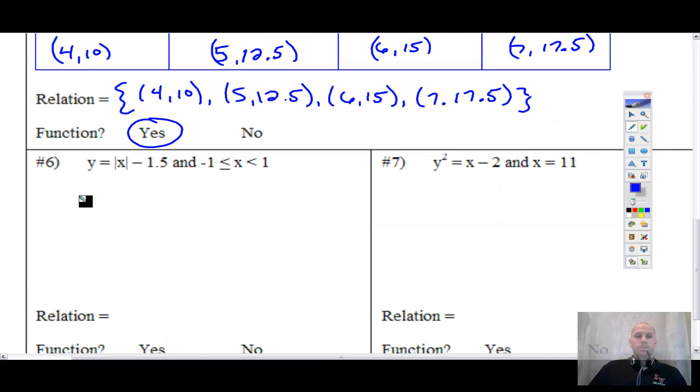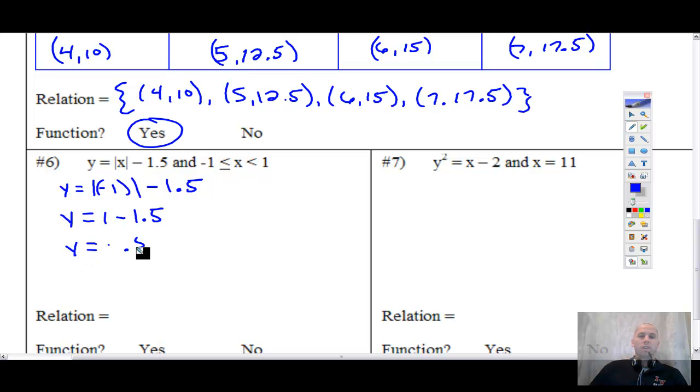Number 6, y equals the absolute value of x minus 1.5. My domain is -1 and 0. Not +1 because there's no equal sign here. So I got y equals the absolute value of -1. You substitute, use parentheses, minus 1.5. The absolute value of -1 is +1. 1 minus 1.5 is -0.5.